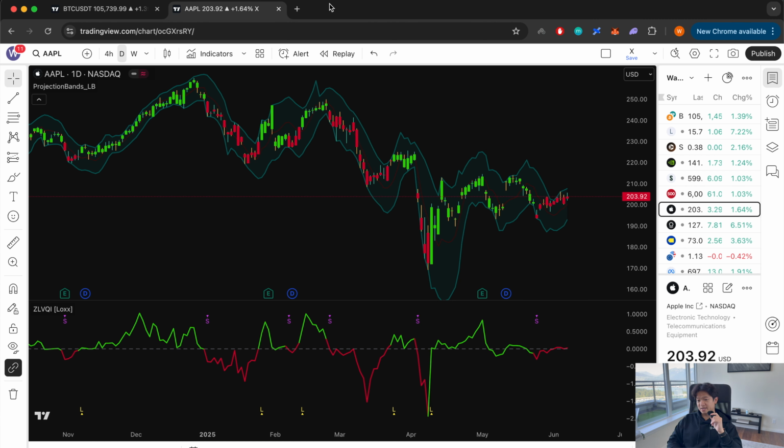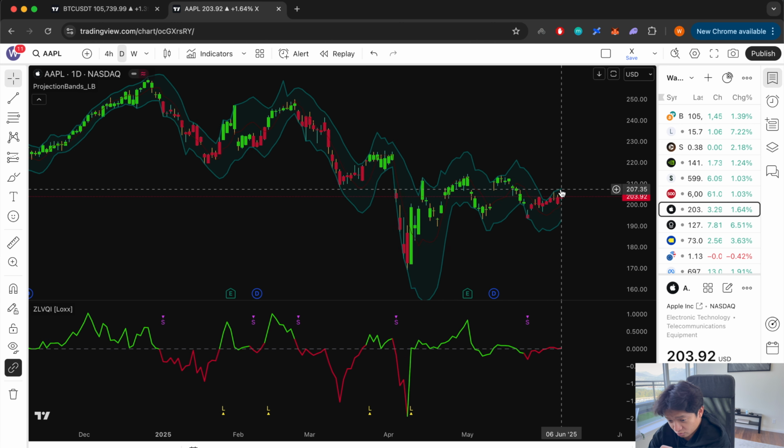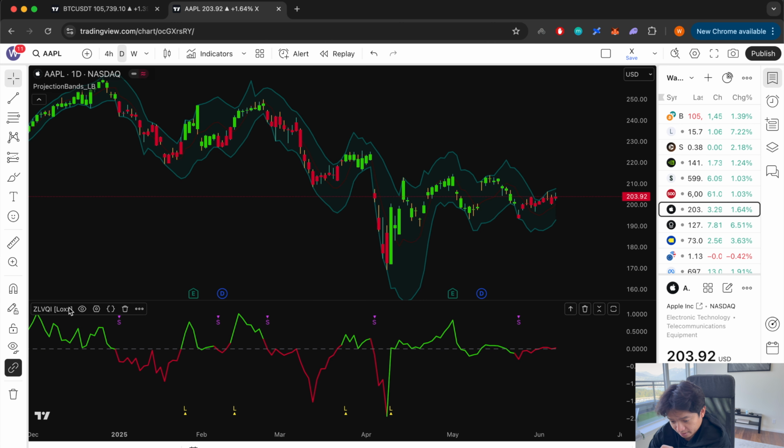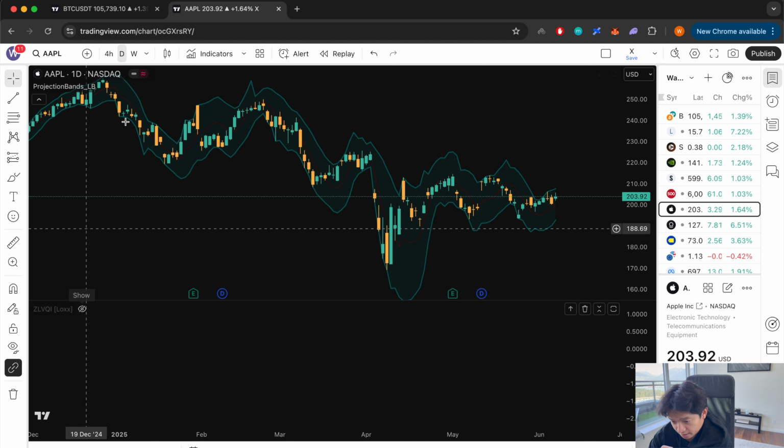So we're back today to show you how to use projection bands by Lazy Bear and VQI, Volatility Quality Index. On my screen here, we have TradingView opened with Apple. So we'll just hop right into it. We'll start with projection bands. Let me go ahead and hide that.